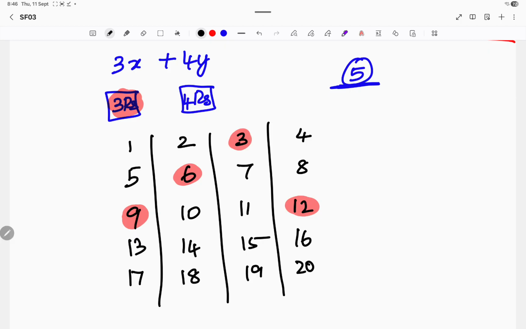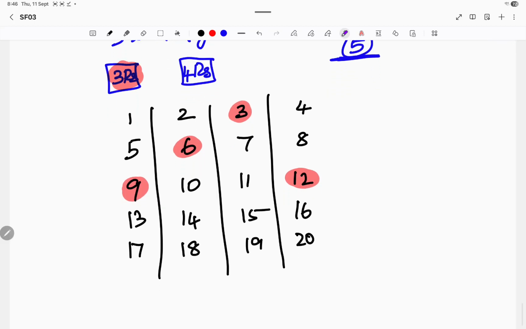In the first column, I can express 9 rupees using 3 rupee coins. In the second column, I can express 6 rupees using 2 3 rupee coins. In the third column, I can express 3 rupees using just a single 3 rupee coin. And in the fourth column, I can express 12 rupees using 4 3 rupee coins. Why is this important? Because anything beyond these numbers is 100% possible. The reason being, here how many 3 rupee coins did we take?